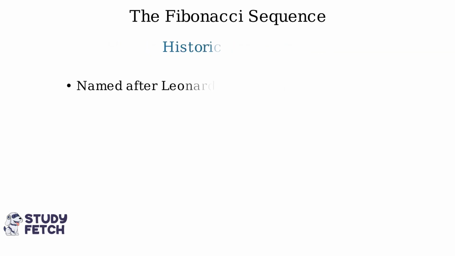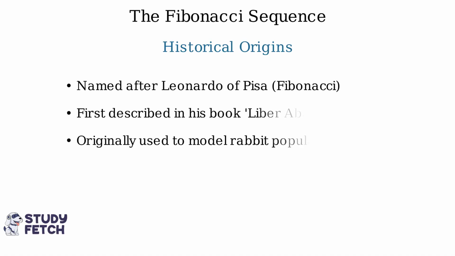The sequence was first described by Italian mathematician Leonardo of Pisa, known as Fibonacci, in the 13th century. He introduced it in his book Liber Abaci, published in 1202, where he used it to model rabbit population growth.